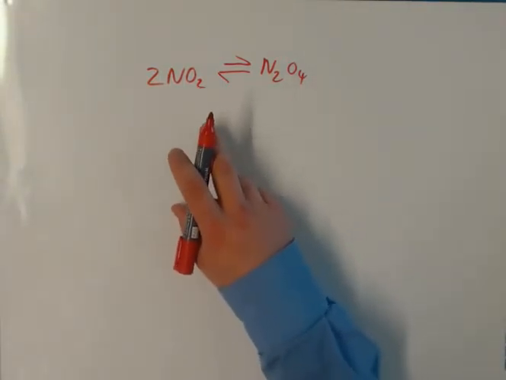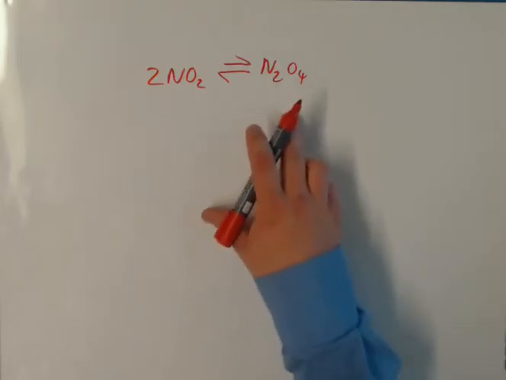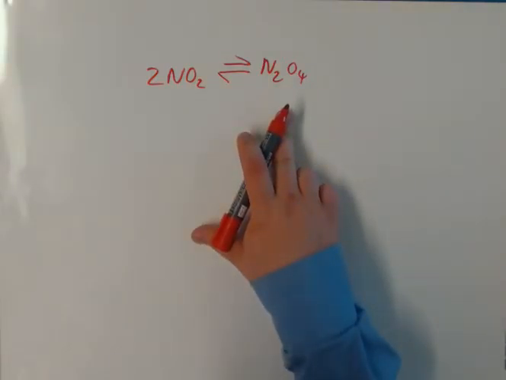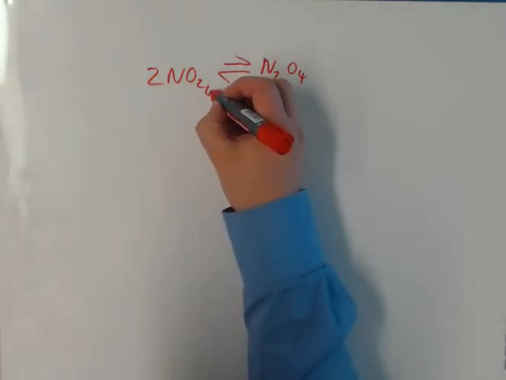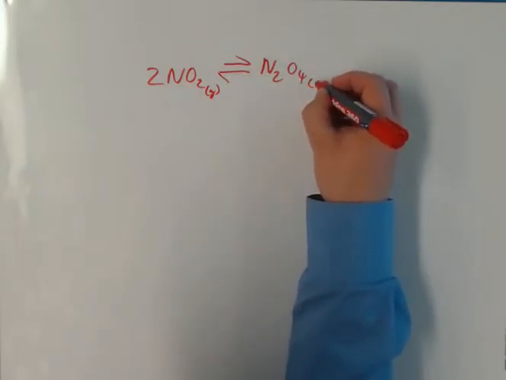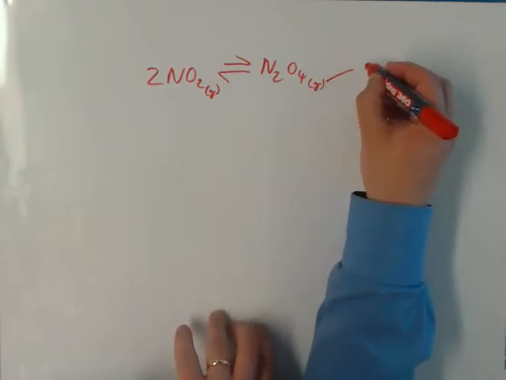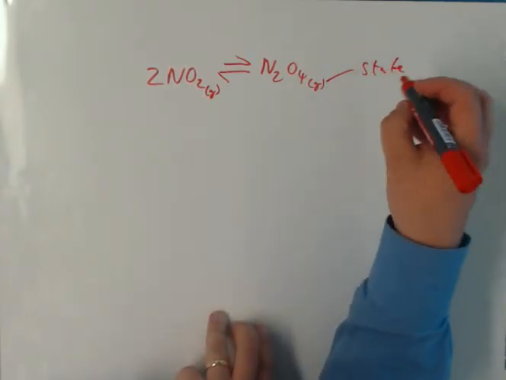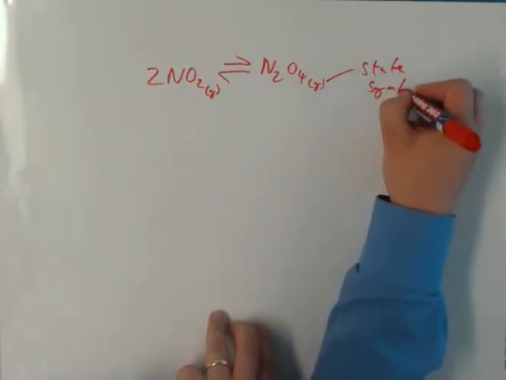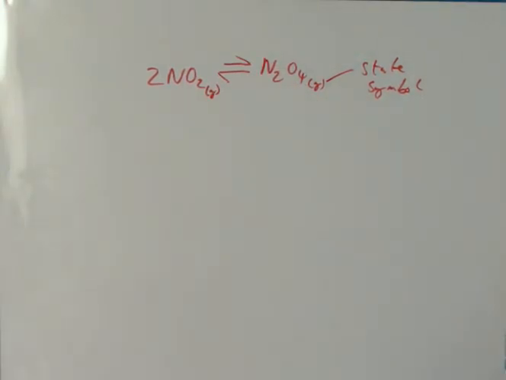Now, we need to push the equilibrium towards this side. Just notice I'm going to add a little thing here. I'm going to put a g and a g. That means these are gases. These are state symbols. They tell you at standard conditions how these are. So these are gases, both gases, in standard conditions.